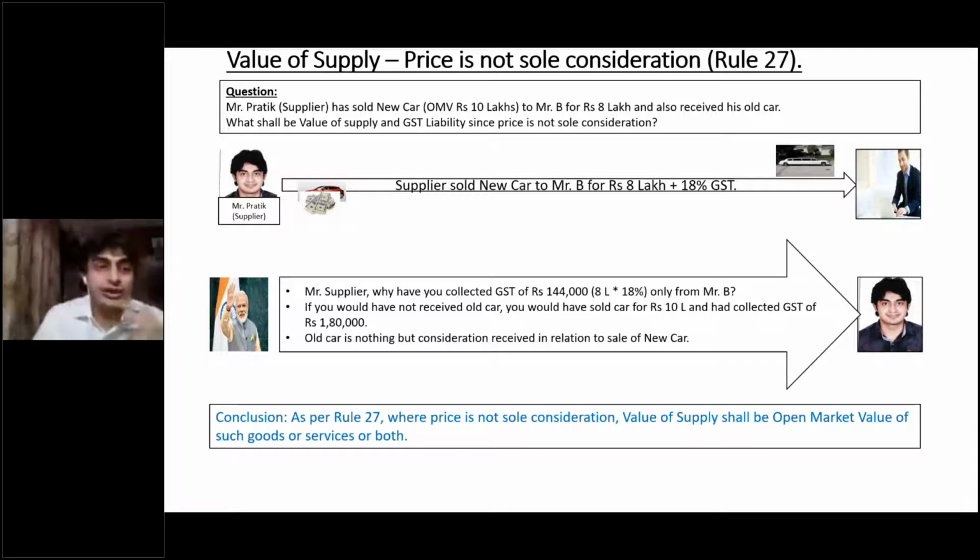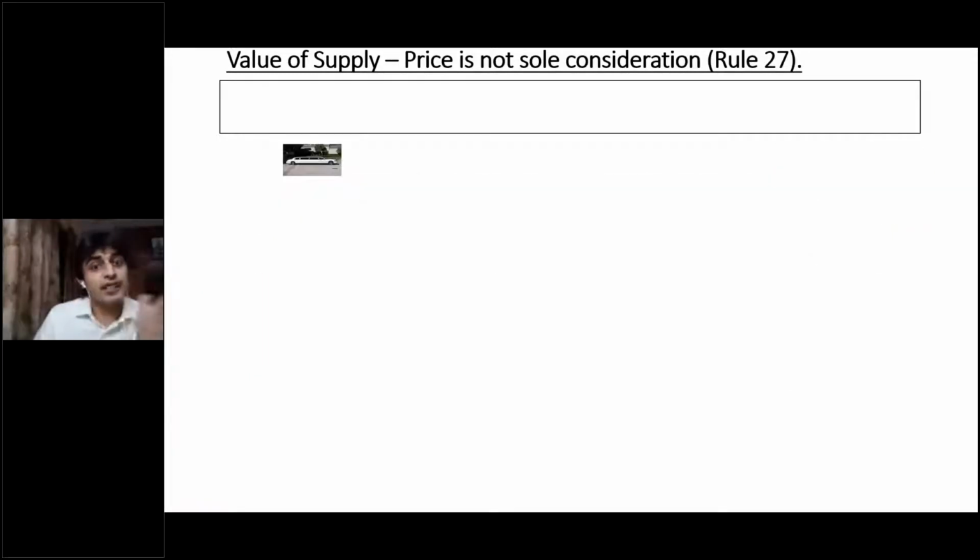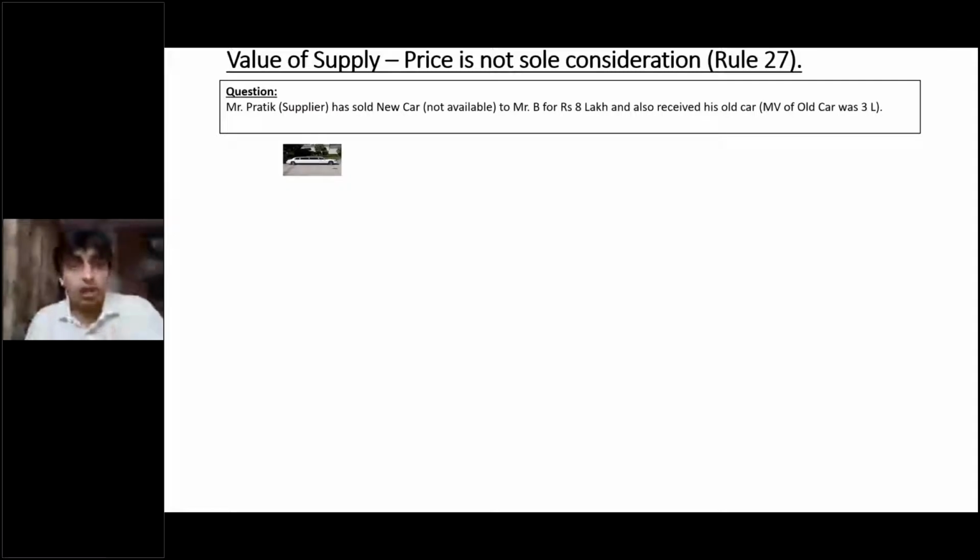Now, next time, see what I did. Again, same, I sold a new car, but open market value was not available. I sold a new car this time to Mr. B for 8 lakh. 8 lakh to mila, plus I received his old car, but new car has no open market value. So what shall be the value of supply and the GST liability, since price is not the sole consideration?